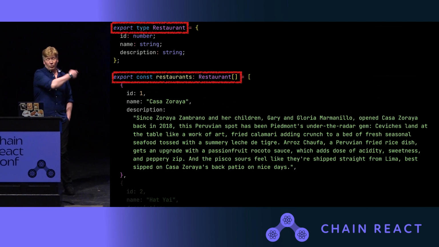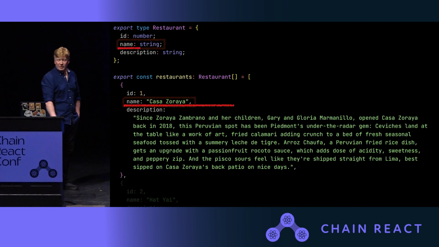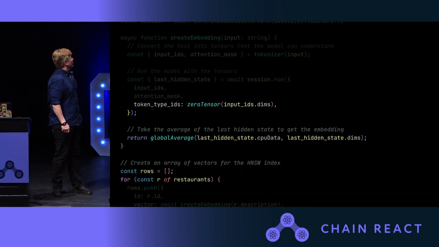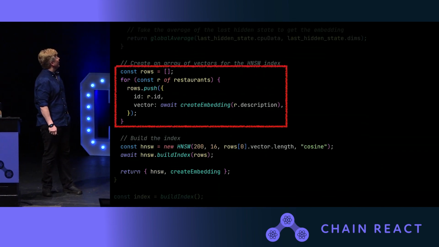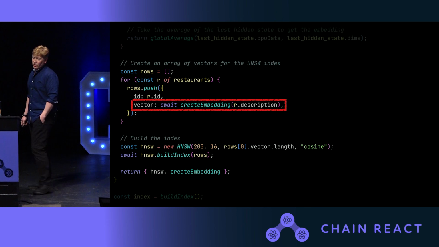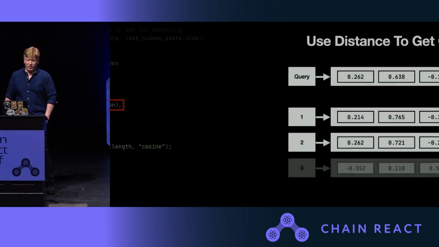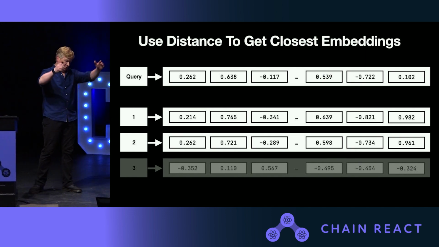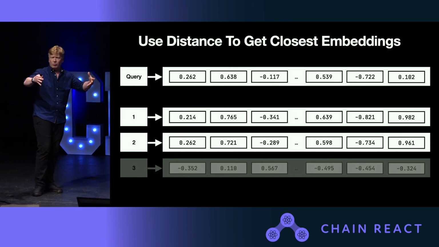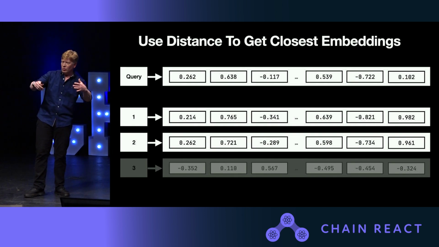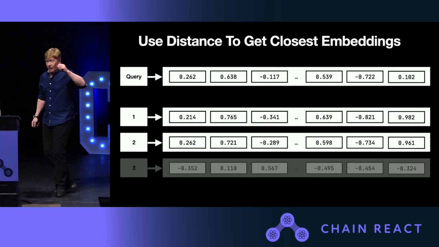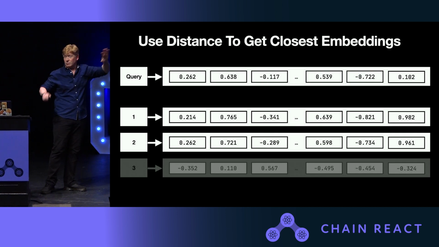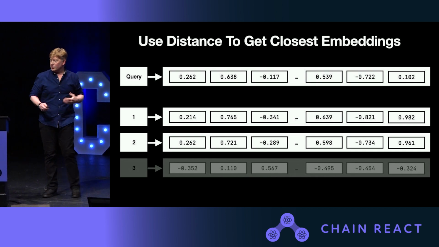So we've got our restaurants, they have an ID, a name, and a description. That's our data store. We're then going to take that global average, and now we can run our restaurants through that create embedding. And now we have a different problem. We actually have this really cool in-memory database. It's got all of these rows, and these rows have IDs, 1, 2, and 3, say, the different restaurants with their different embeddings. Cool. But there's kind of a problem.